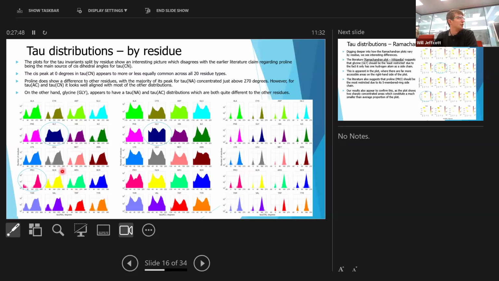We do, however, see some geometric differences in tau NA for proline. There's not so much of this peak that's around 45. It's basically non-existent here, and the peak on the right is much more pronounced than in some of the other distributions. We also see slightly different distributions for glycine, where the peaks are slightly broader, for example, compared to all the other ones, which look broadly the same.